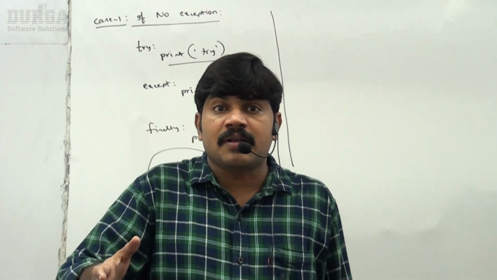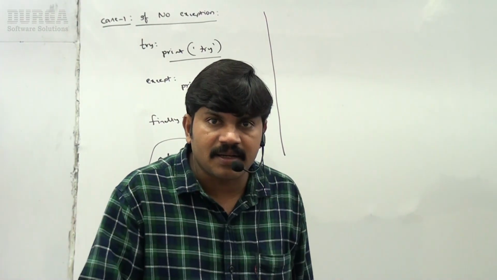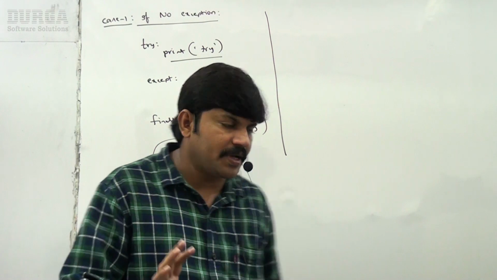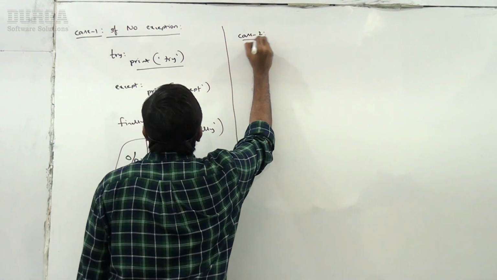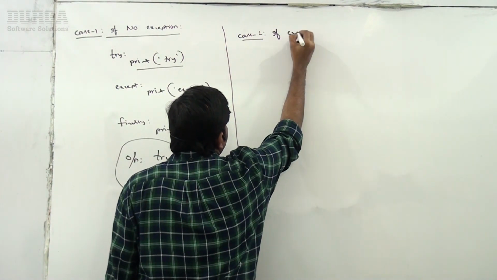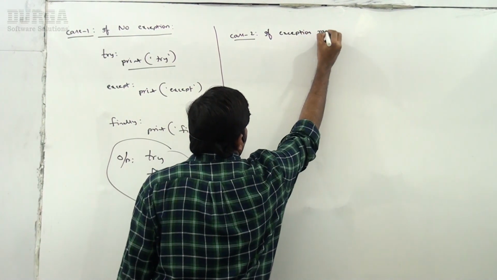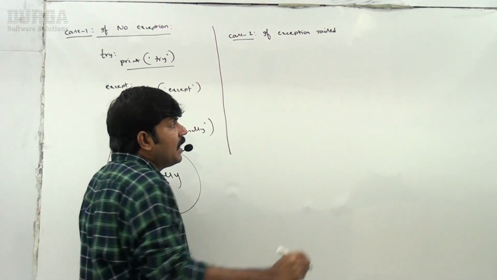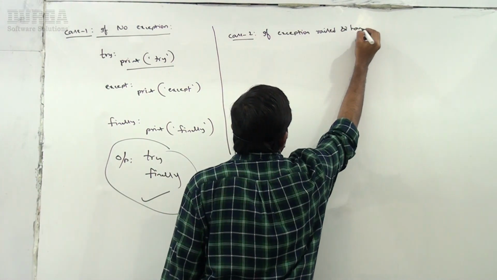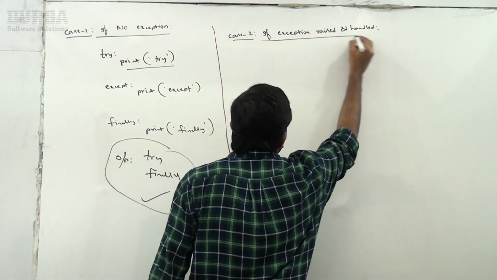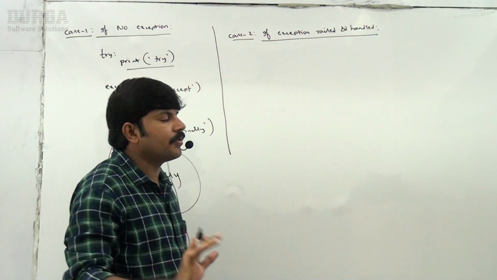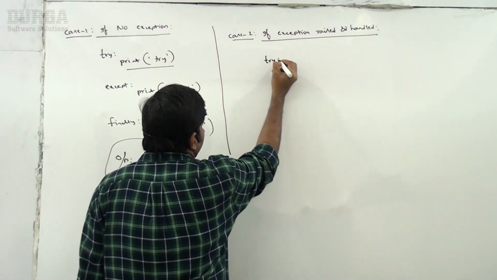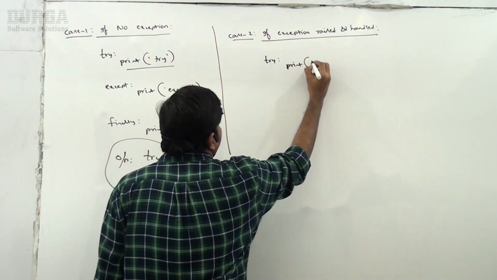Okay, let me take a second case. Exception raised, but handled, no problem at all. Case 2 I'm taking. Observe, case 2. My second case is, if the exception is raised and handled. If the exception is raised and handled, what is the output? Very simple. Observe carefully. Try. Print of try block I'm taking.